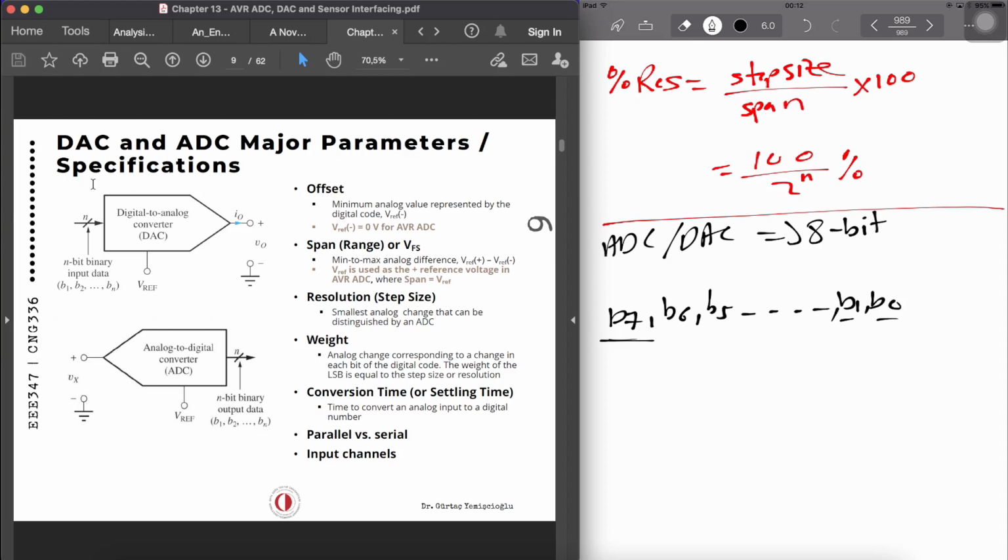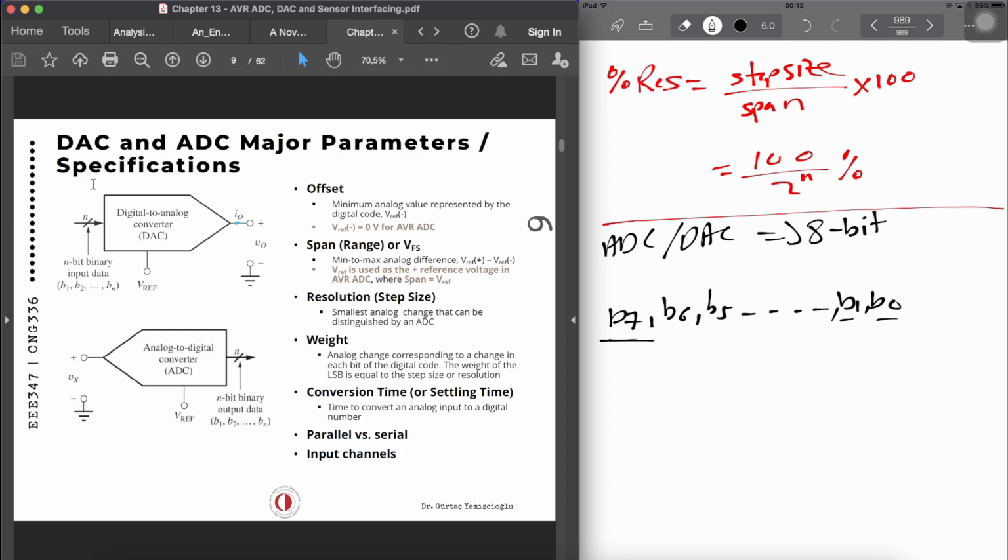So conversion time is another important thing. Now, what is conversion time? It's defined as the time it takes the analog-to-digital converter to convert the analog input to a digital value. So that's actually the duration. It tells us how often we can sample. And one important thing in the conversion time is the settling time.